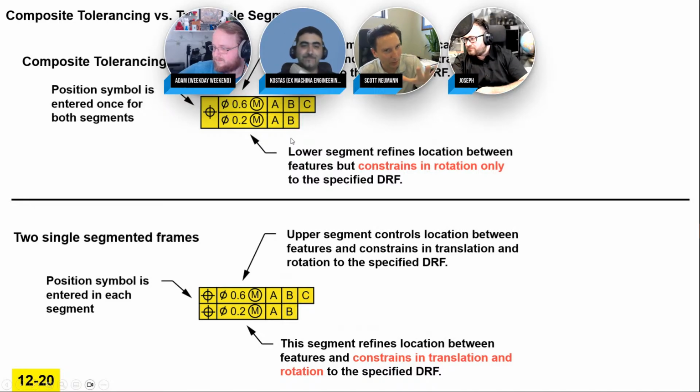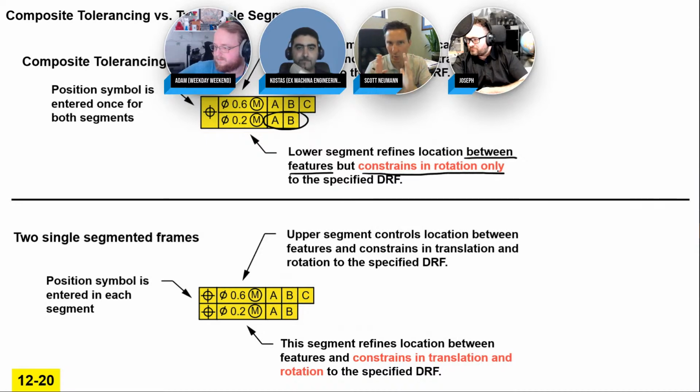But very quickly, I'll put in red here, the lower segment refines location between features in the pattern, like we were talking about, but constrains rotation only. So it only controls perpendicularity and parallelism to the lower segment. And if you do it in two single segments, then it's a regular position tolerance. So it constrains translation and rotation, and it's a little more involved there.